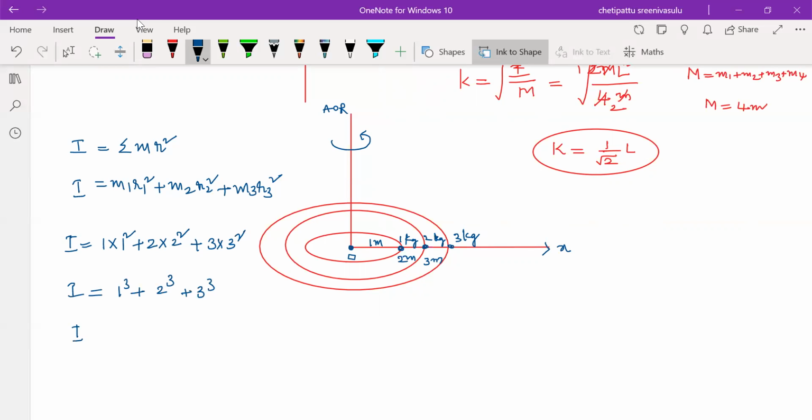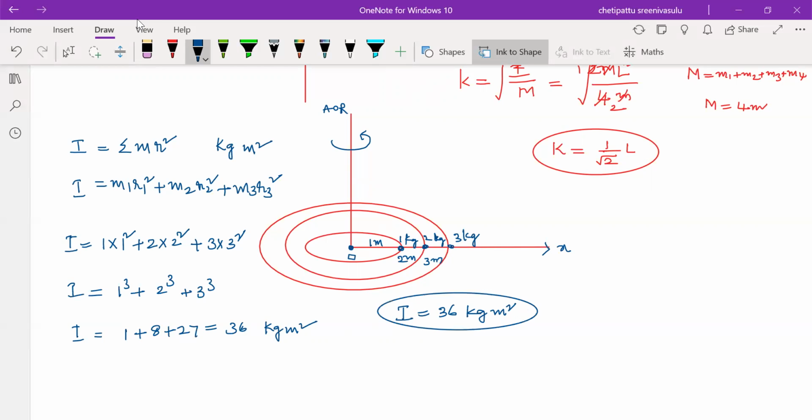So what we can write? I equals 1 plus 8 plus 27, which equals 36. 36 is the moment of inertia, mass into distance square. Mass means kilogram, here distance is meter square. So this is the answer, kilogram meter square. Moment of inertia I value is 36 kilogram meter square. This is the moment of inertia.